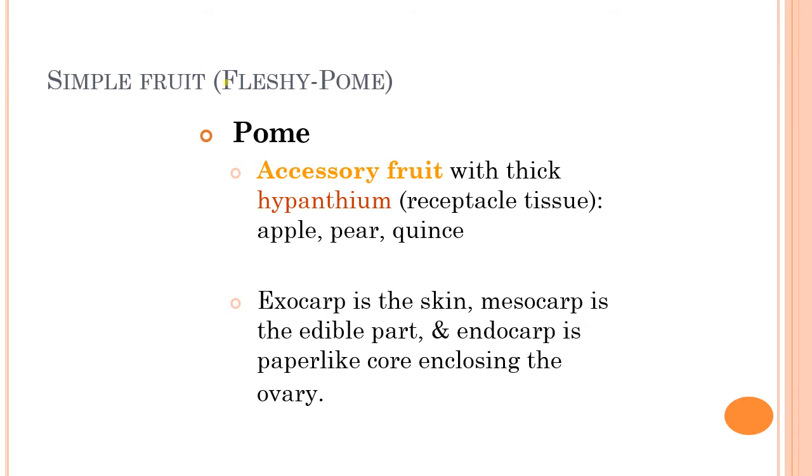Another type of fleshy fruit is called pome fruit, and these are accessory fruits with a thick hypanthium. This is just like any other soft fleshy fruit, except that outside of the ovary there's a whole layer that we actually consume. We call it hypanthium, and this is very common in apple, pear, and quince. And the exocarp, of course, and the mesocarp are very soft and edible. The endocarp is not. It's the one that surrounds the seeds.